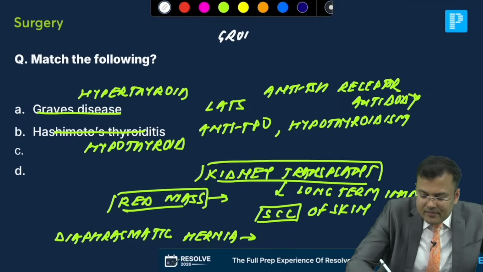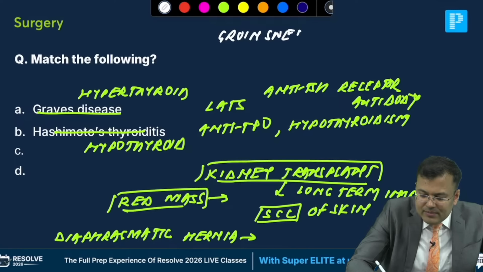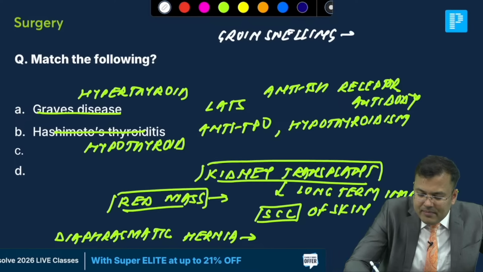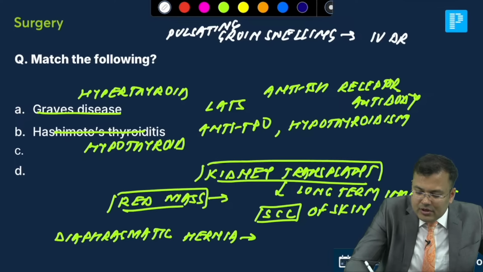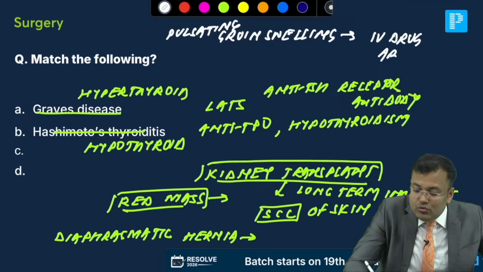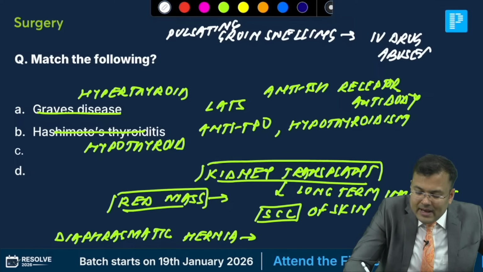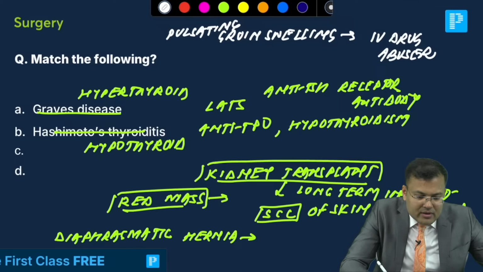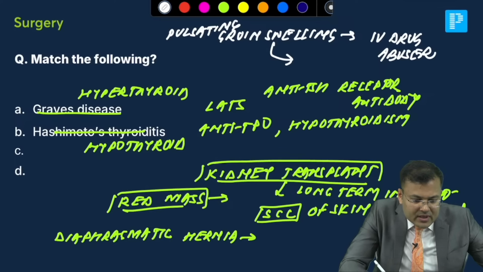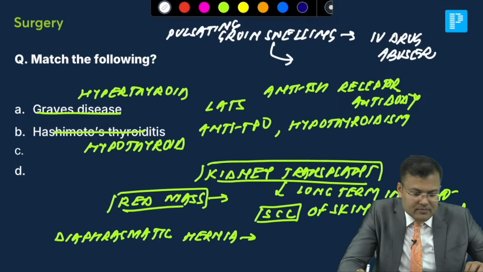Groin swelling and it was pulsating. Guys, anybody remember pulsating groin swelling in an IV drug abuser? Obviously this patient is having pseudoaneurysm or mycotic aneurysm. Patient is having mycotic aneurysm. Anybody remembers? It's mycotic aneurysm.